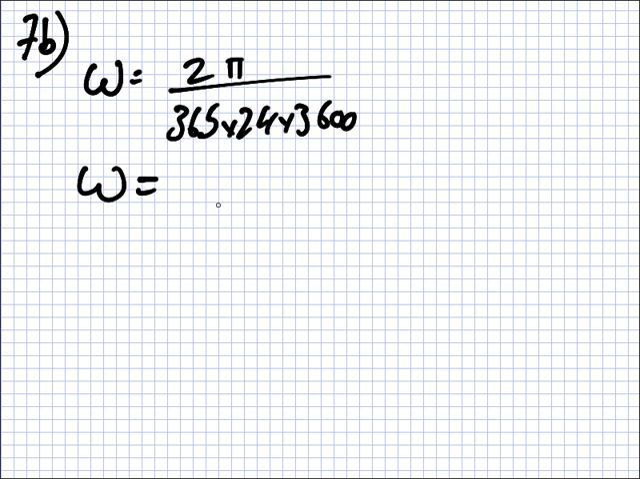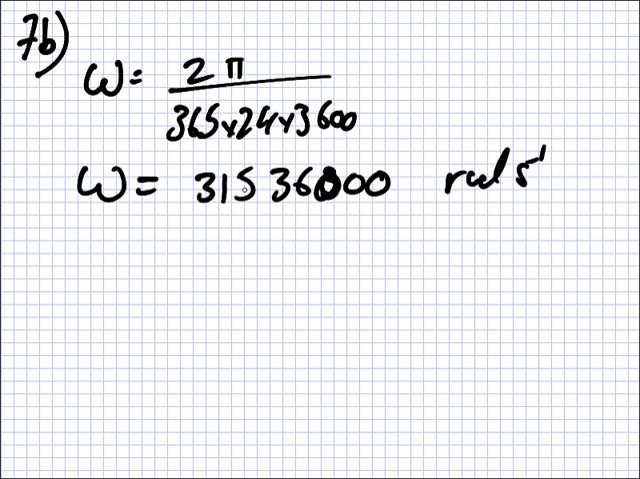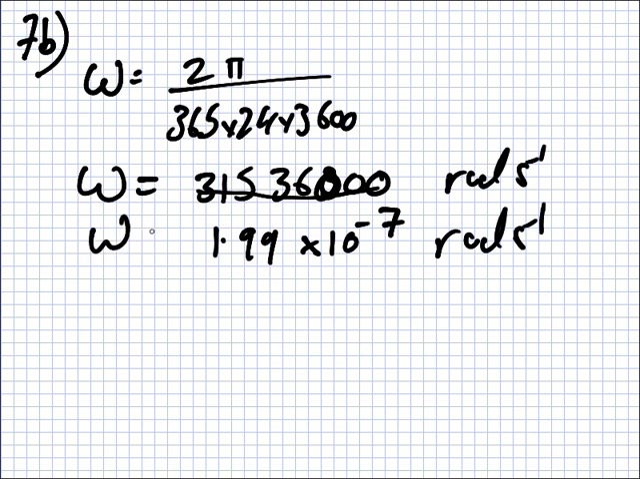Does anyone have that number for me? 315, 36, and three zeros. Radians per second? No, that's seconds in a year. This seems too big. It should be really small. Yeah, but it's a small number over a big number. I got 1.99 times 10 to the power negative 7. That seems more like it.